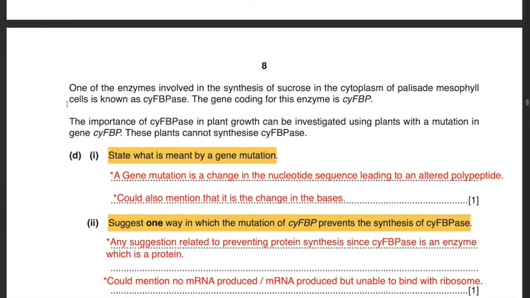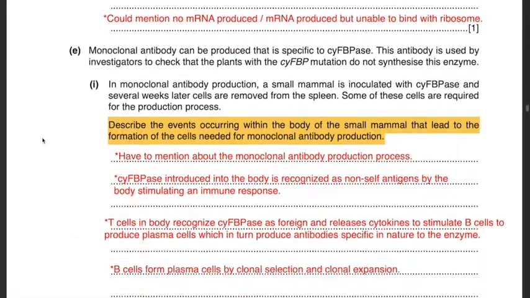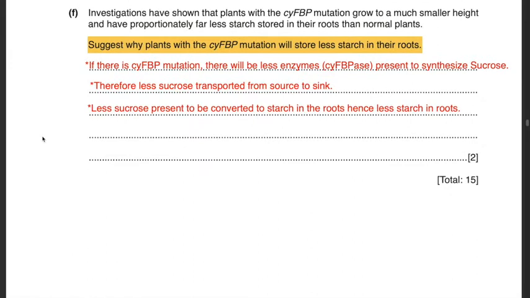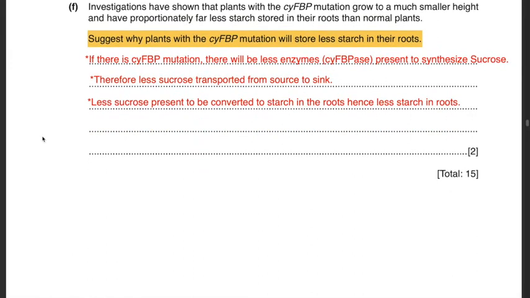Over here, one of the enzymes involved in the synthesis of sucrose in the cytoplasm of palisade mesophyll cells is known as Cy/FBPase, and that is the enzyme which is involved in the synthesis of sucrose. Therefore, if there is a Cy/FBP mutation, there will be less enzyme present to synthesize the sucrose, therefore less sucrose transported from the source to the sink.